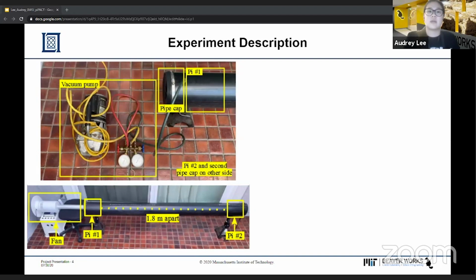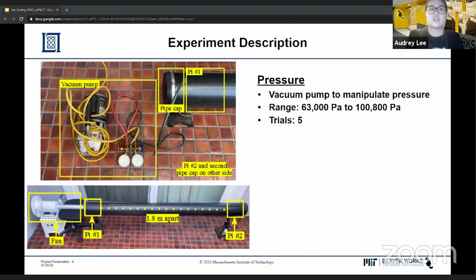For pressure, I put caps on the ends of a long ABS pipe, as you can see in the top image, and I attached a vacuum pump. I used the vacuum pump to lower the pressure down to about 63,000 pascals and took scans as the pressure came back up to about 100,800 pascals. I did 5 trials for this experiment.